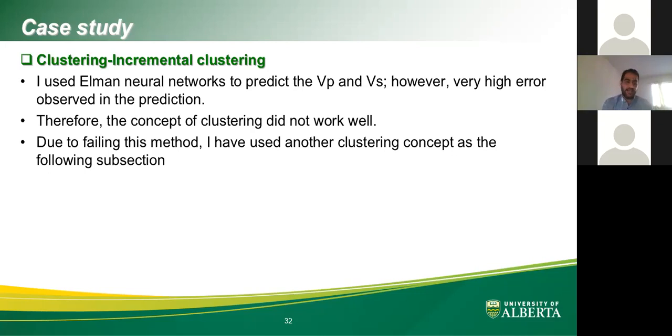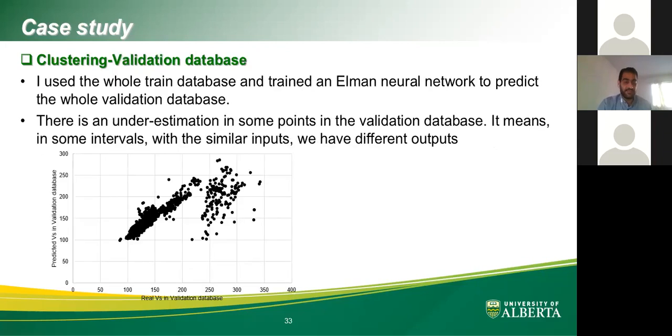I changed my clustering approach and used another one based on the validation database that the contest provided us. The validation database is a part of the test database. I used the whole train database for training an Elman neural network to predict the whole validation database. When I cross plotted the predicted shear wave values in the validation database versus the real shear wave values, I observed a clear segmentation and clustering between two categories existing in the validation database. As you can see here, there is an underestimation in some data in the validation database.